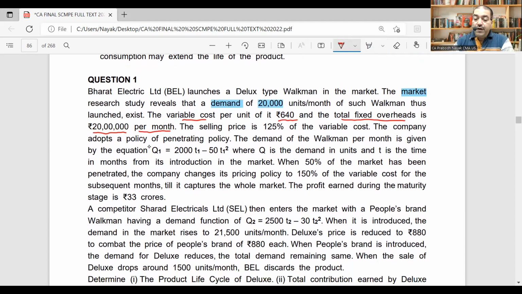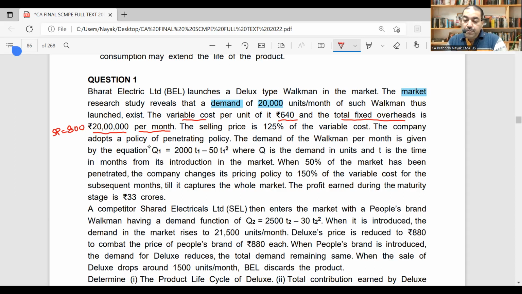Selling price is 125% of the variable cost. Now tell me, what will be the selling price then? If variable cost is 640, 125% of the variable cost, so 640 into 125%. What will be the selling price? 800. So write the selling price at the side. Selling price is 800. Okay. Company adopts a policy of penetration pricing.